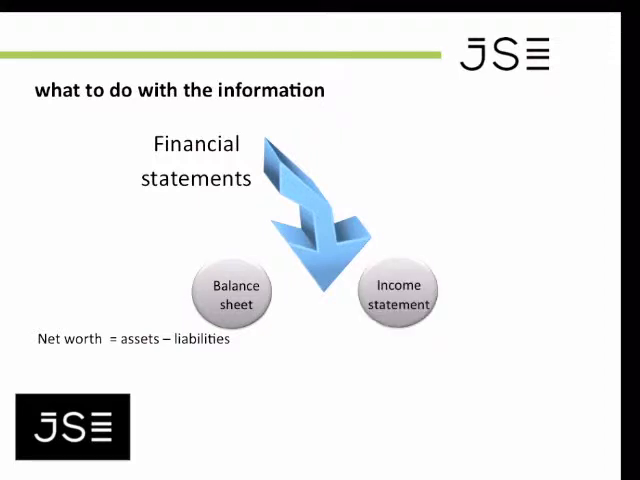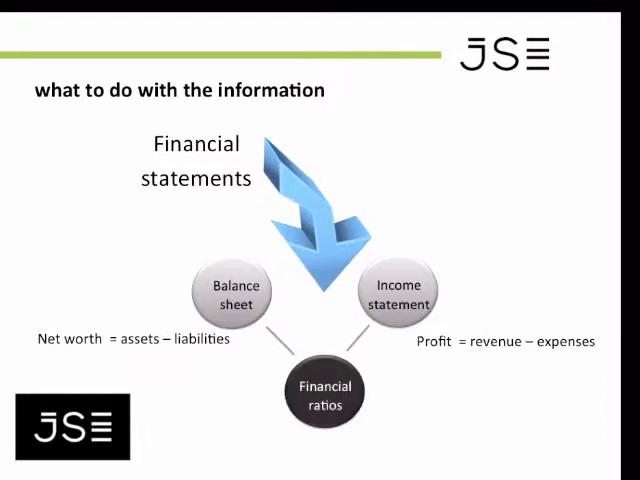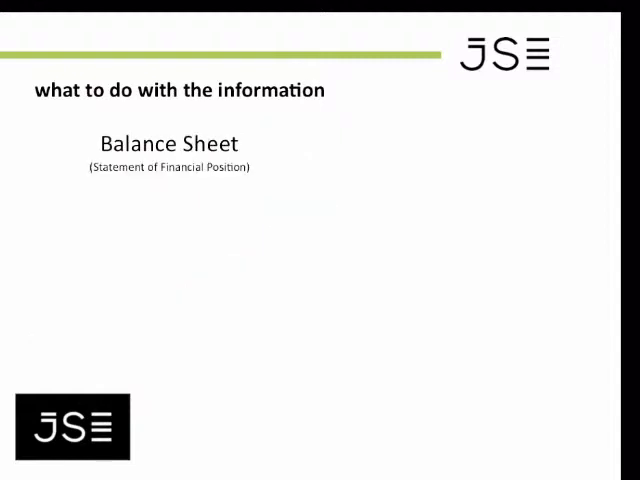Another useful financial statement is the income statement. And that gives you a clearer picture about the profitability of a company. So profit in a company is basically its revenues, also known as turnover, or its sales, minus all its expenses. And then once you've got information from your balance sheet and your income statement, you can then combine it in different ways to calculate different financial ratios.